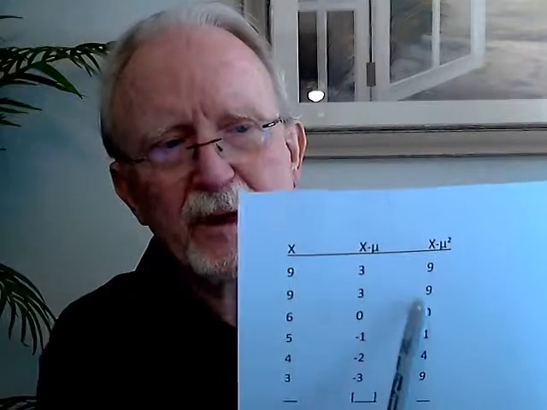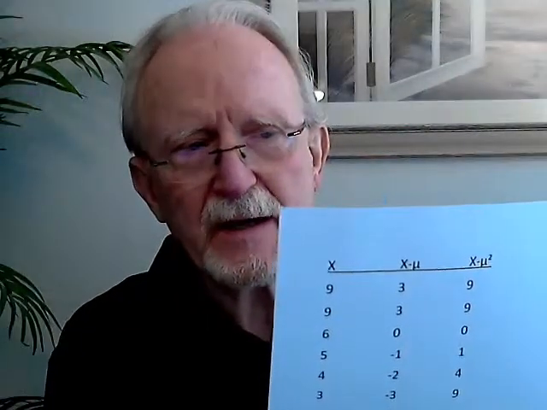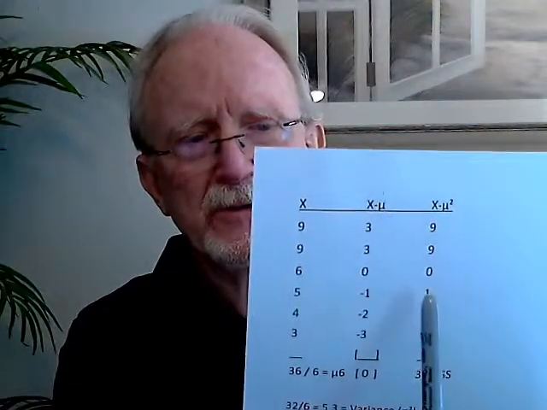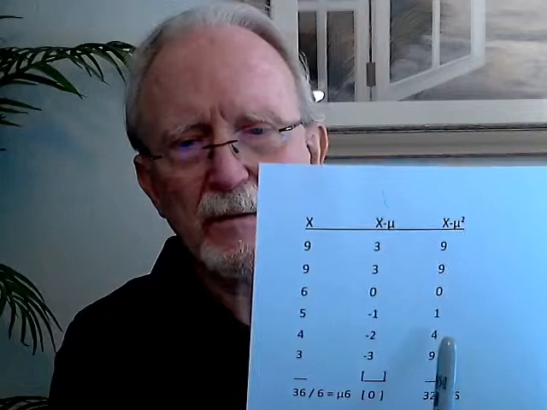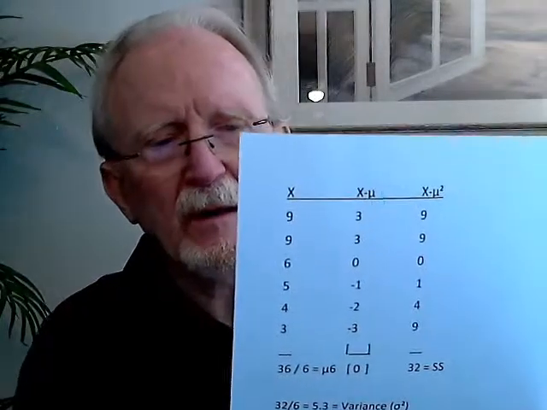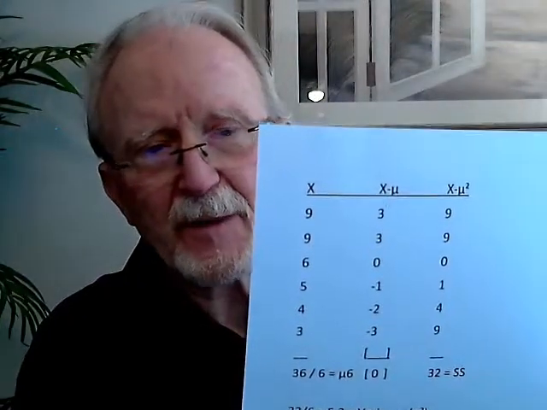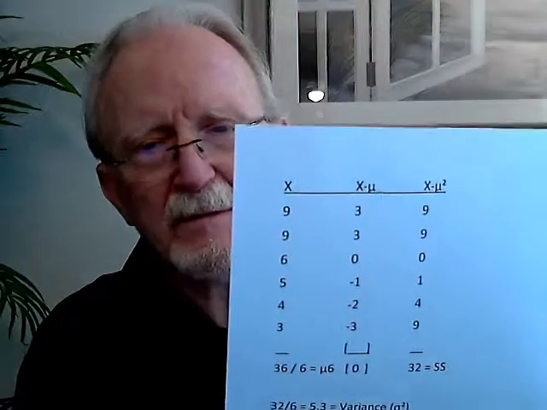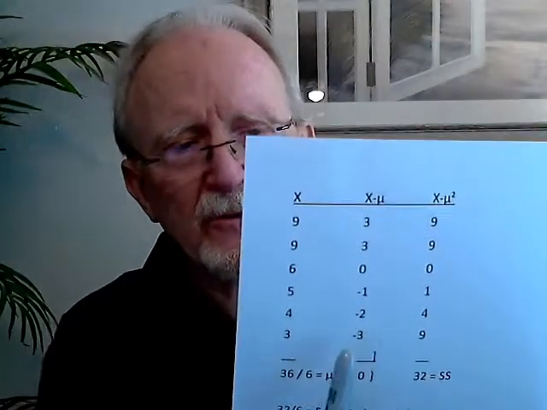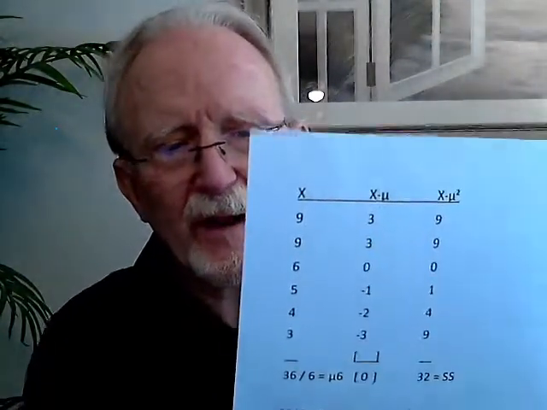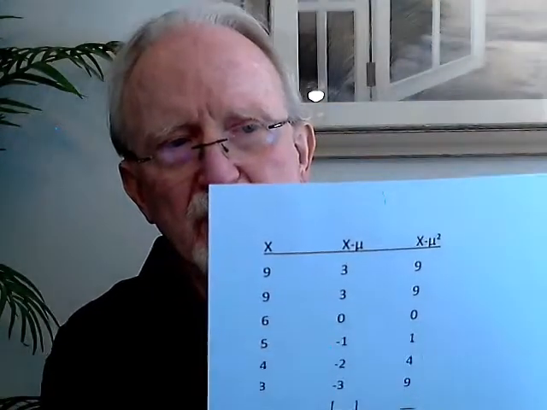So what we do is we square these. We take them times themselves, and that gets rid of these minus signs. Okay, so 3 times 3 is 9, 3 times 3 is 9, 0 is 0, 0, 1 times 1 is 1, because minus 1 times itself is a plus 1. Don't ask, just go with it. Minus 2 times itself is plus 4. Minus 3 times itself is plus 9. Those are your squares, okay?